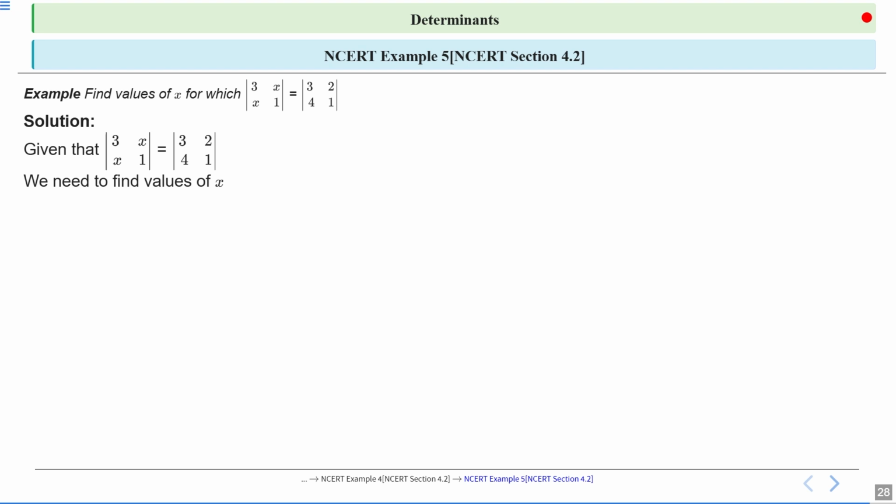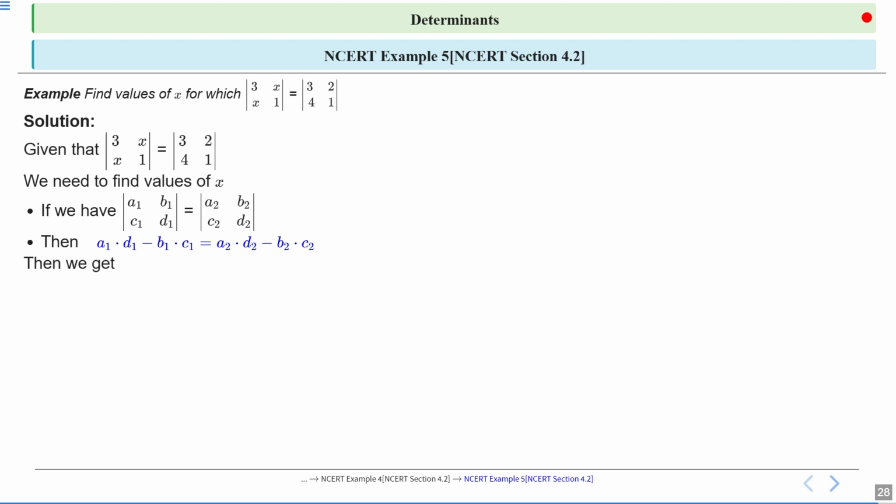So for the first part, we know that the determinant of a1, b1, c1, d1 is a1 into d1 minus b1 into c1, and similarly for a2, b2, c2, d2 it is a2 into d2 minus b2 into c2. So then we get 3 into 1 minus x square. Just apply the formula for the LHS part and the RHS part, and then to calculate the determinant for 3, 2, 4, 1, we get 3 into 1 minus 4 into 2. So we get 3 minus x square is equal to 3 minus 8.